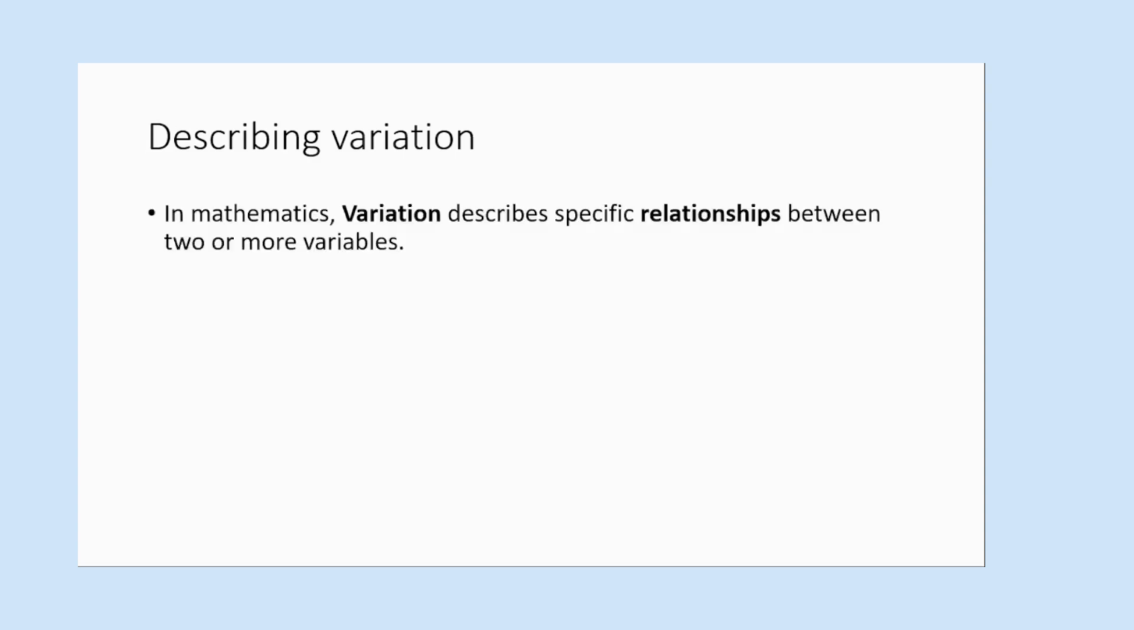So we'll start with explaining or describing variation. So in mathematics, variation describes the relationship between two variables or more. So you have come across different variables in, say, physics. You want to know what kind of relationship voltage or current exhibit.